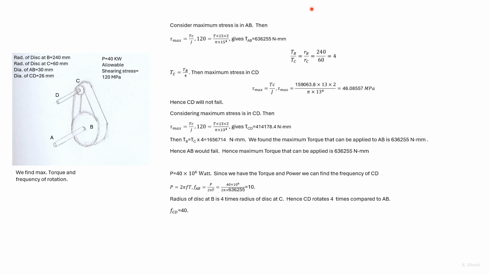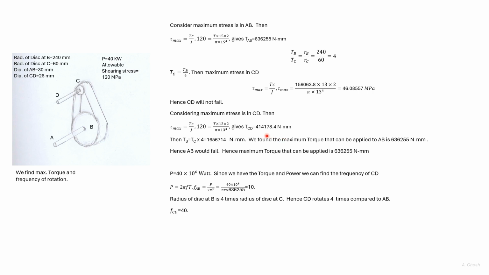Hence, if this torque is used in AB, both AB and CD will not fail. Let us now consider the maximum shear stress allowed in CD. Then if the maximum shear stress is used, we know the geometry of CD, then we can find out the torque that can be applied in CD.